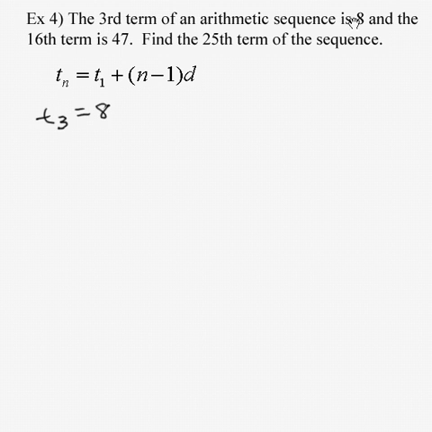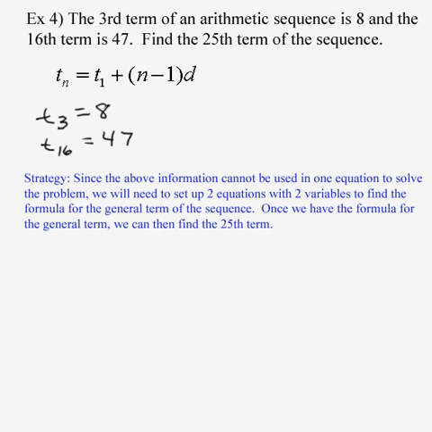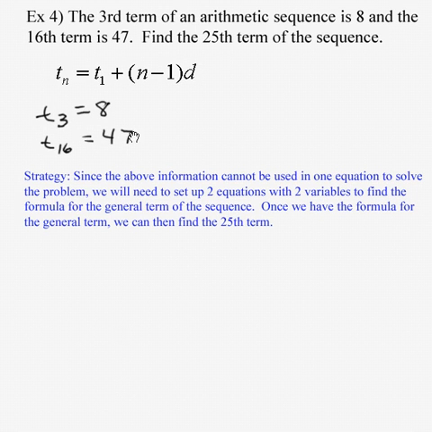Here's what I know. The third term is 8. T sub 3 is 8. What I also know is the 16th term, t sub 16, is 47. Two different equations, and yet I'm looking for the 25th term, which is completely different. If I were to substitute these two numbers into my formula, I would get two equations with the same two variables. And if you recall from chapter 4, we solved systems of simultaneous equations. That's what we get to do here.